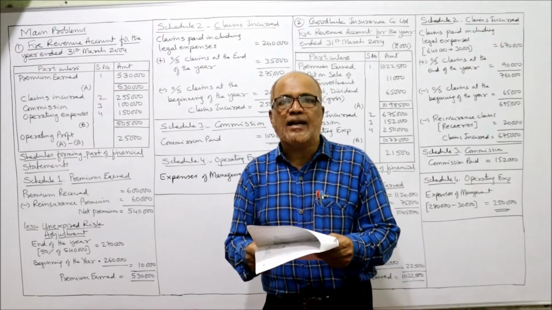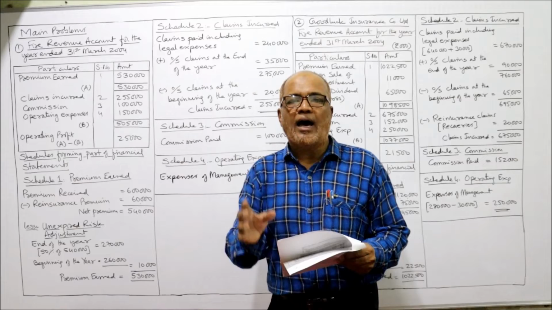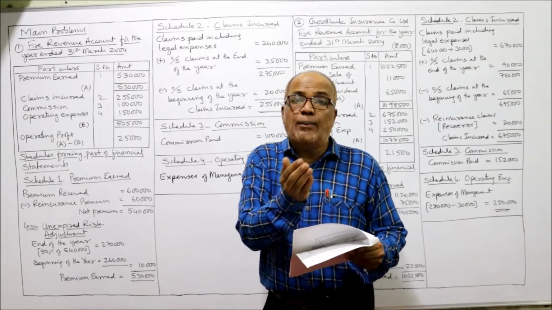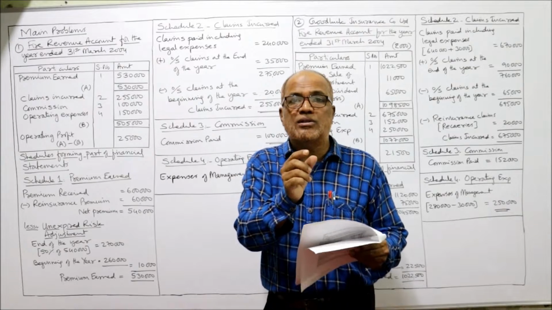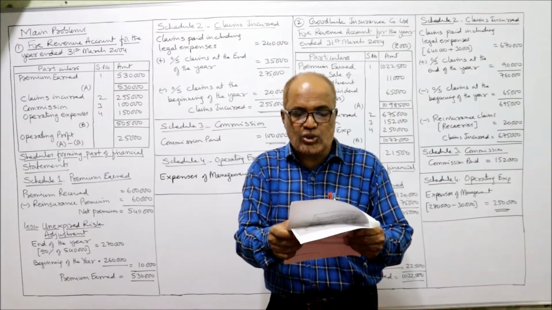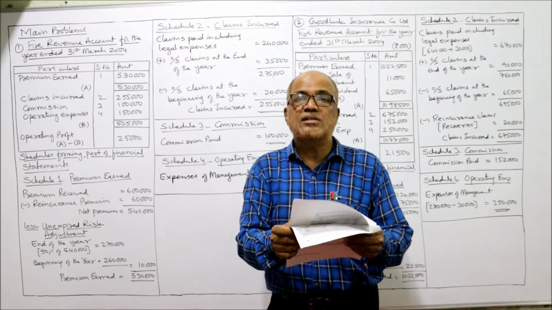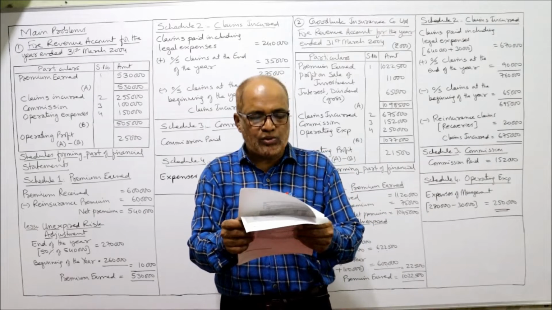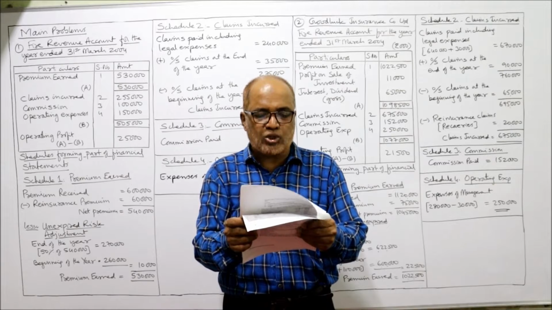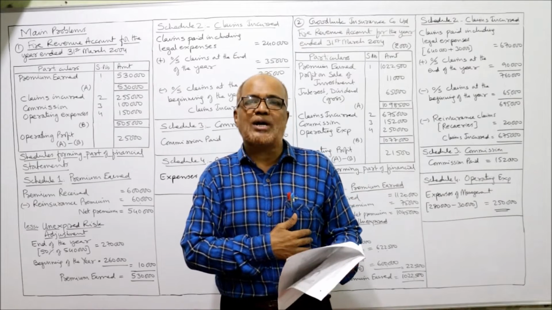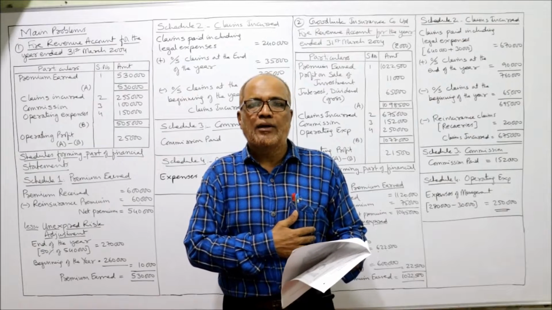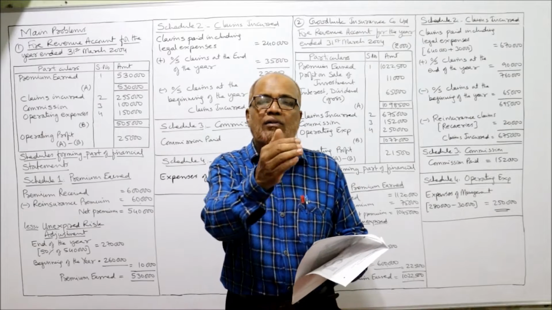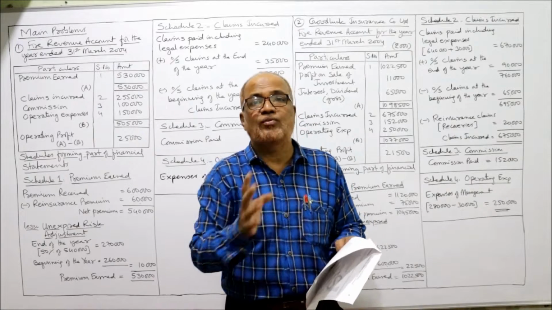Then provision against unexpired risk on 1/4/2003. Actually, we are preparing the financial statements on 31st March 2004. So at the beginning of the year, 1st April 2003, the reserve for unexpired risk is 2,60,000. Claims unpaid on 1/4/2003 and claims unpaid on 31st March 2004. Unpaid means outstanding, due but not paid. So outstanding at the end of the year will be added, outstanding at the beginning of the year will be deducted. We have already done this in the last video also.